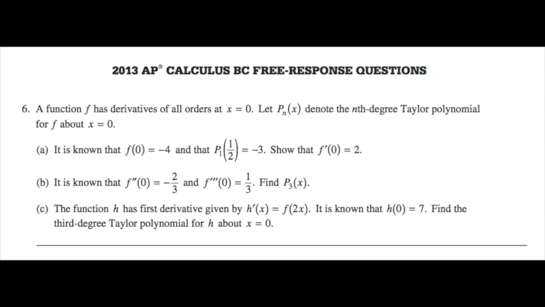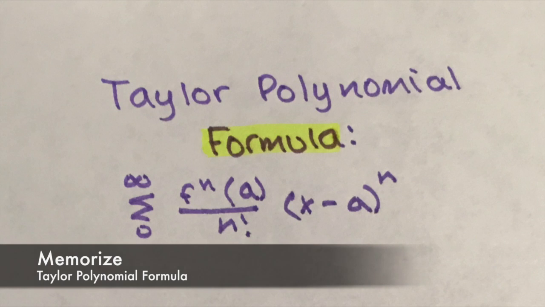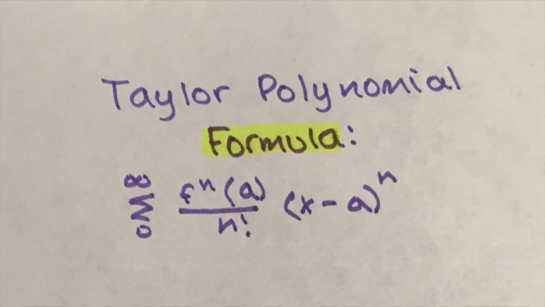So for part A, it is known that f of 0 equals negative 4 and p sub 1 of 1/2 equals negative 3, and we're trying to show that f prime of 0 equals 2. So you need to know what the Taylor polynomial formula is, which is the sum from 0 to infinity of f to the nth power of a all over n factorial times x minus a to the n, where a is the value that your function is centered around. I highly recommend memorizing this formula because it'll really help with these types of problems.